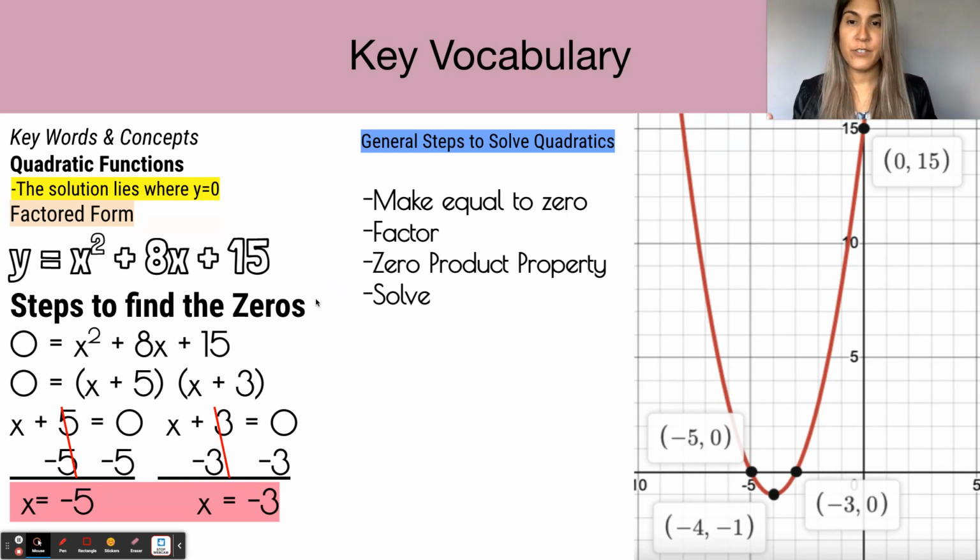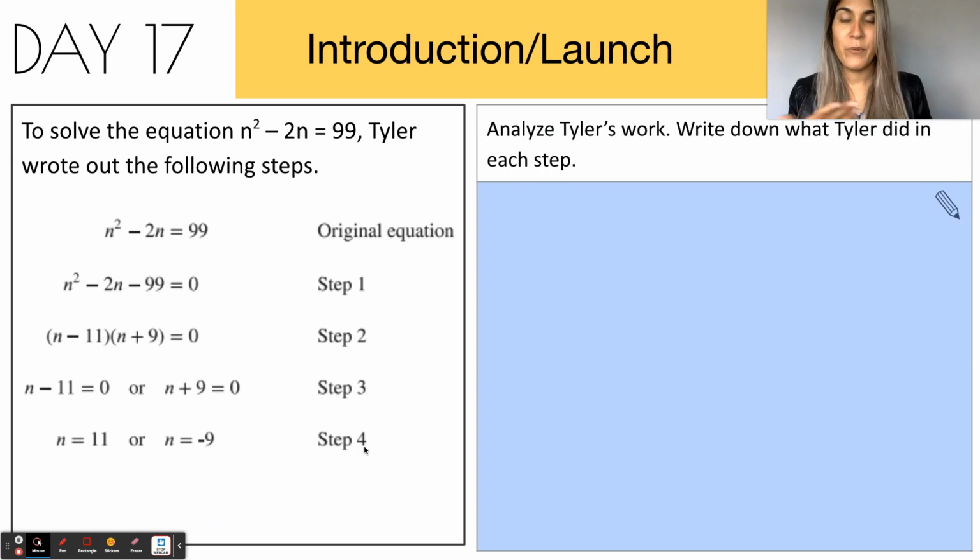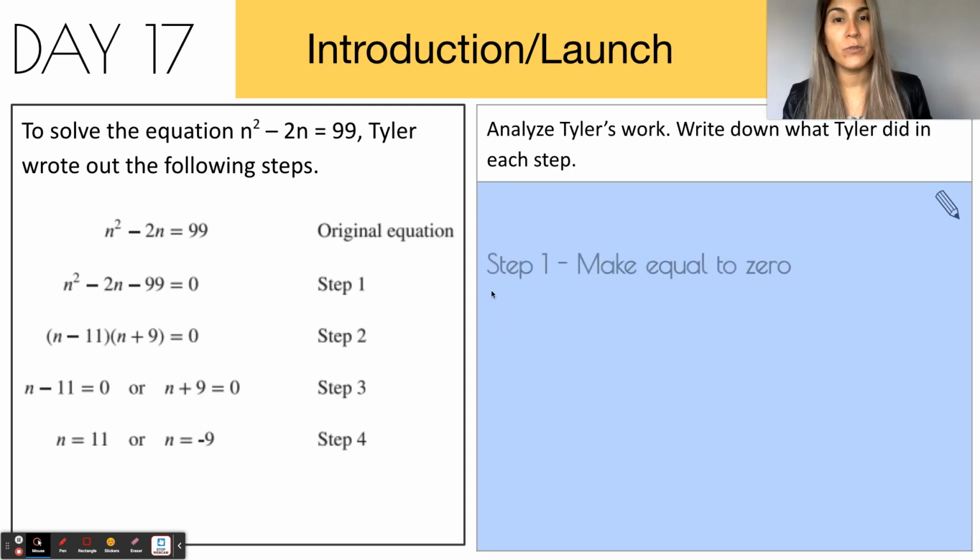Well, it's beneficial because they can actually make the connection here. Like, oh, this is the equation. I'm factoring using my zero product property. Oh, I'm solving. That way, when they move on to the introduction launch, this is the second side of the introduction launch, and they're asked to analyze Tyler's work and write down what he did, they can actually use all those steps as sentence starters.